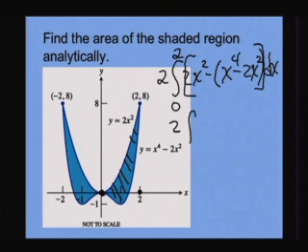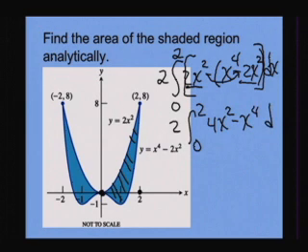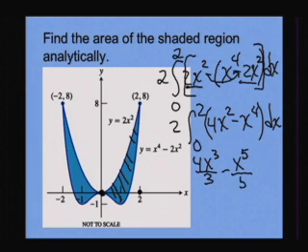We would have twice the integral from 0 to 2, and notice that I have 2x squared plus another 2x squared here. Because it's a double minus, that gives me 4x squared. So I have 4x squared minus x to the fourth dx. My integration would then be 4x cubed over 3 minus x to the fifth over 5, evaluated from 0 to 2.